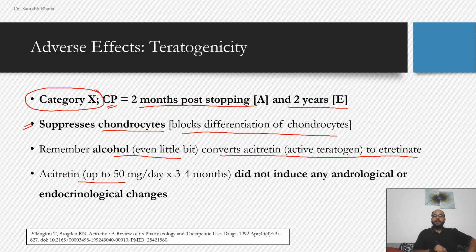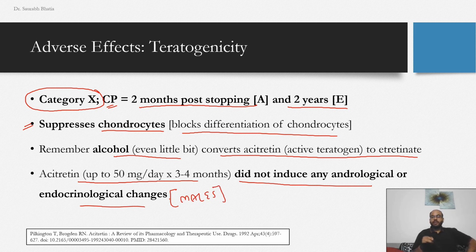Acitretin up to 50 milligram a day for 3 to 4 months did not induce any andrological or endocrinological changes in males. So hormonal changes are not that much seen for acitretin. Also, if acitretin is taken by males, there is evidence of acitretin presence in spermatozoa and ejaculate, but whether that leads to embryotoxicity, there is no particular evidence. A good idea is that in males of reproductive age group, if the indication of psoriasis warrants it, use acitretin.